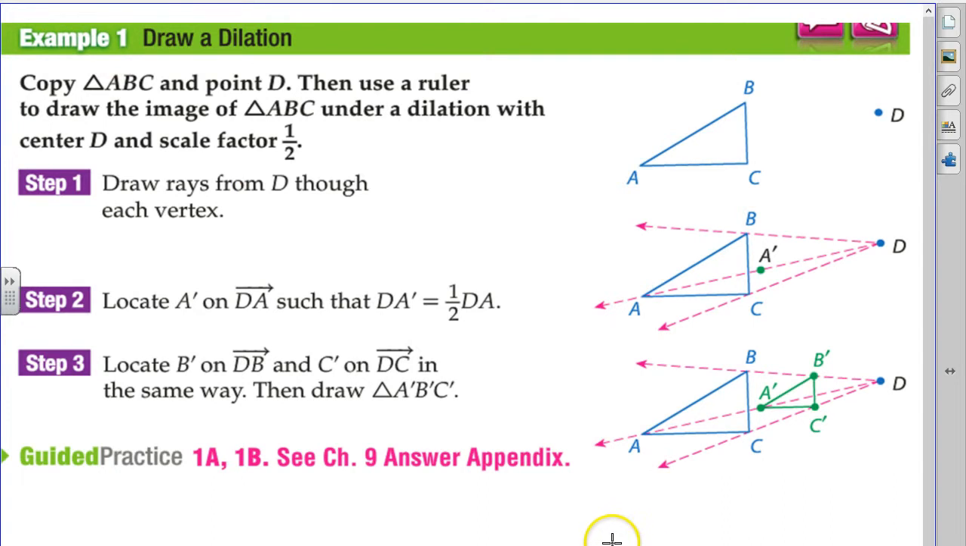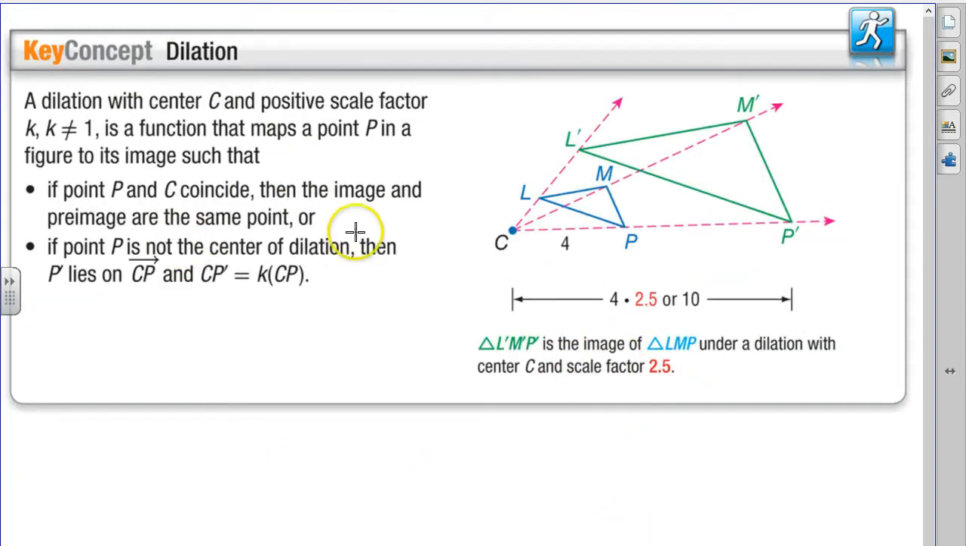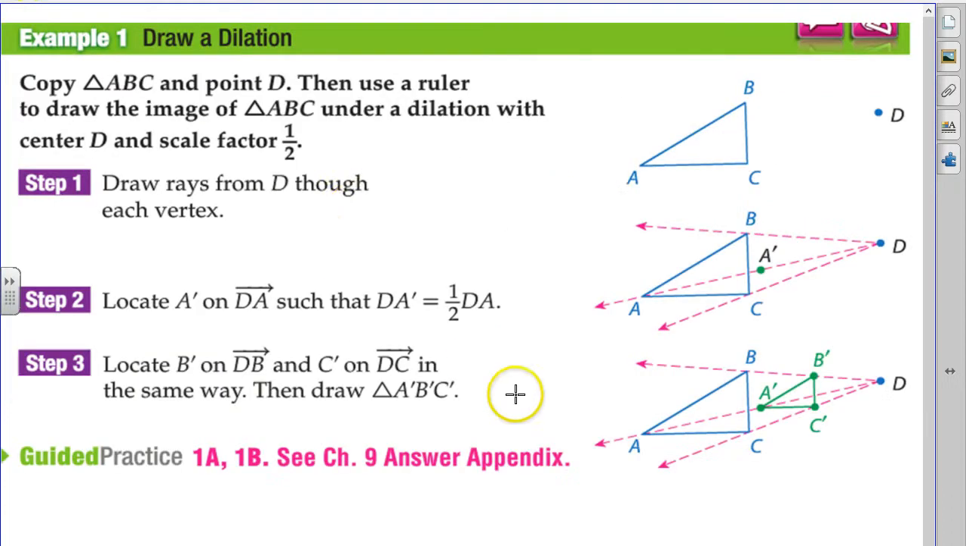So here's just another example of that. The last one was an enlargement because the scale factor is 2.5, so it's 2.5 times as big. Now in this one, the scale factor is only a half. So we take all the points A, B, and C, draw rays through all three of them, and then the distance from D to A, multiply by half, put A prime there. From D to B, multiply that by a half, put B prime there. D to C, multiply the distance by a half, put C prime there, and you get A prime, B prime, C prime. It's half as big as this triangle.